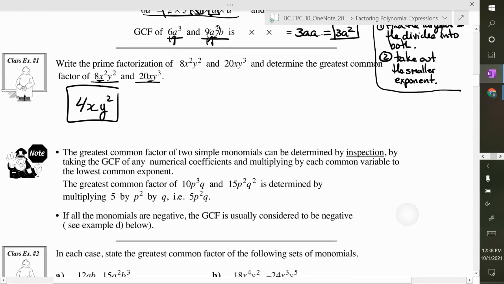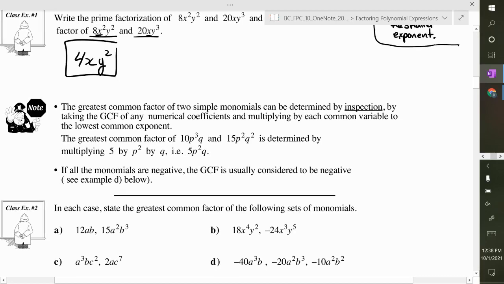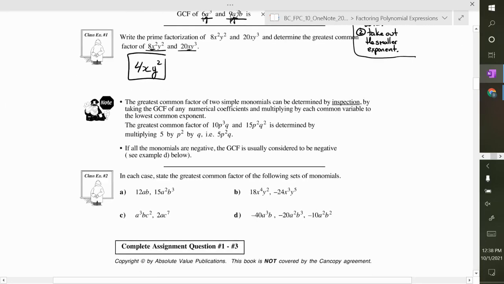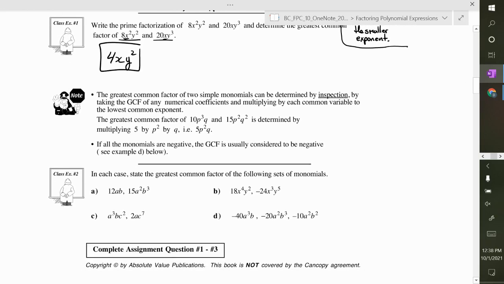Is that okay? We'll do one more example. I'll give you a couple practice and then we'll move on. So at the bottom of the page here, we'll do A and we'll do D.